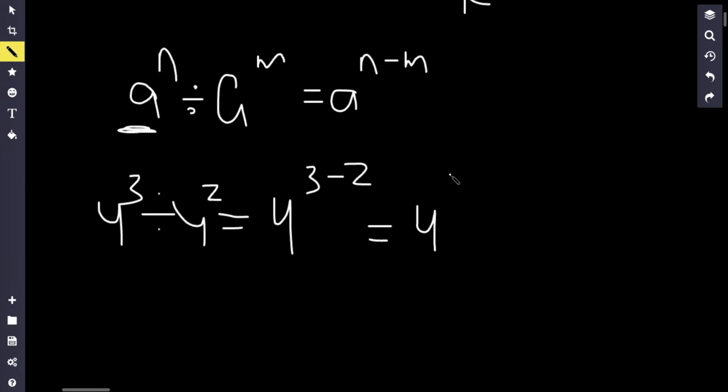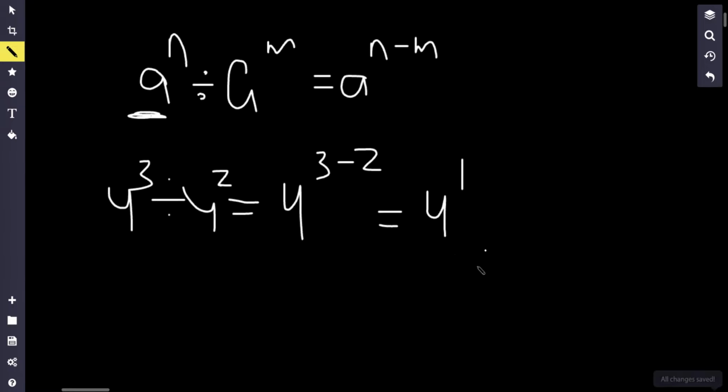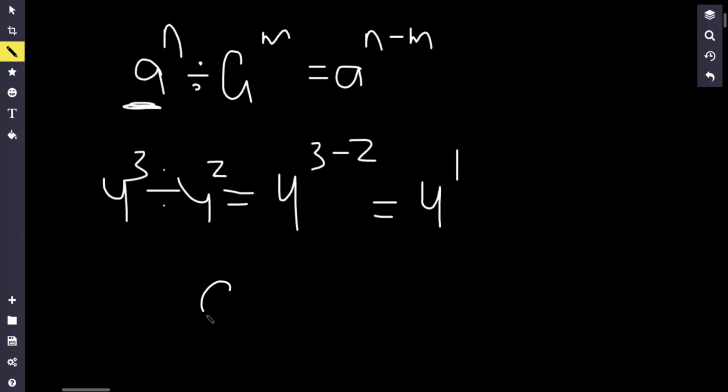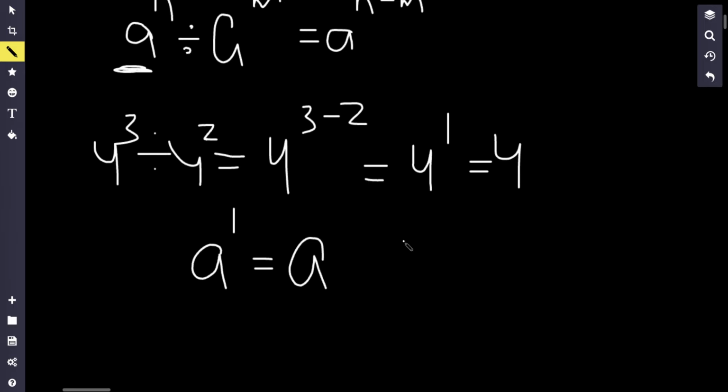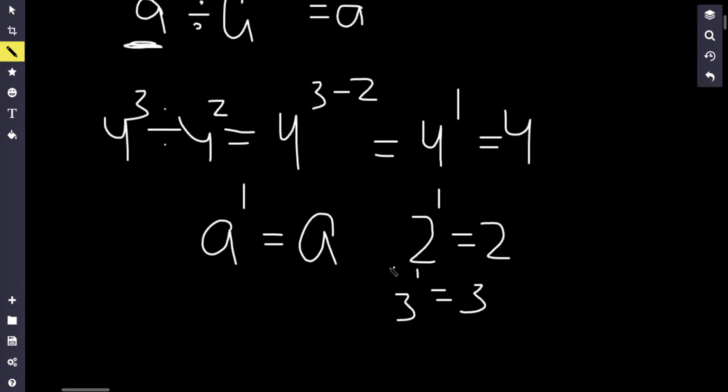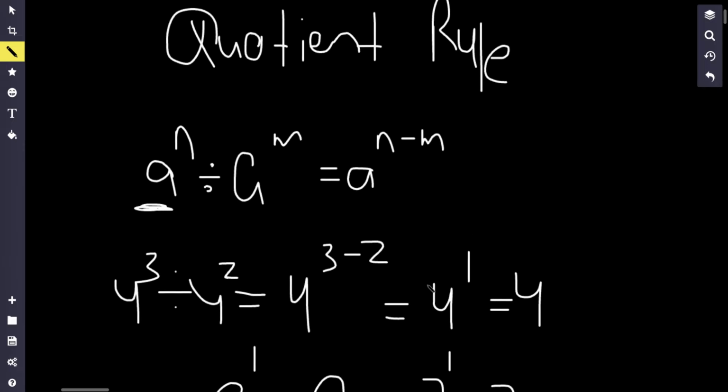And anything to the 1 power, so this is actually another exponent rule. Any number to the first power equals that number itself. So 4 to the 1 power is going to be equal to 4. If I have 2 to the 1 power, that's just going to be equal to 2. 3 to the 1 power, that's going to be equal to 3. So any number to the first power is equal to the number itself.